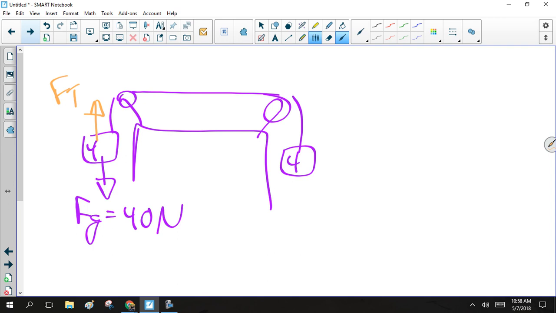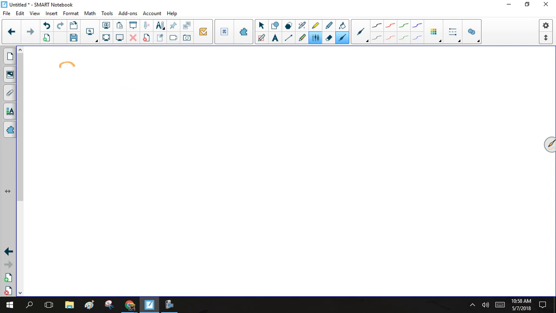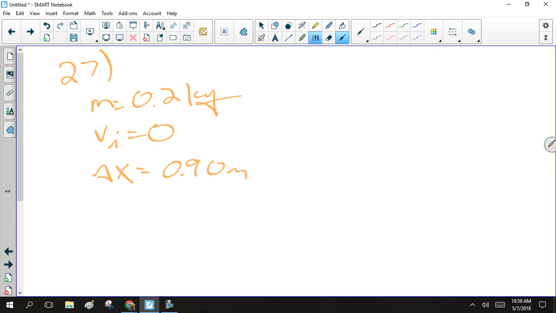Or I could do it from acceleration to 0. Right. Everybody good? All right. So that was 26. 27. A person throws a ball of mass 0.2 kilograms. It starts at rest. It accelerates horizontally and uniformly through a distance of 0.90 meters and leaves the person's hand with a final velocity of 30 meters a second. We're trying to find the force from the person's hand.